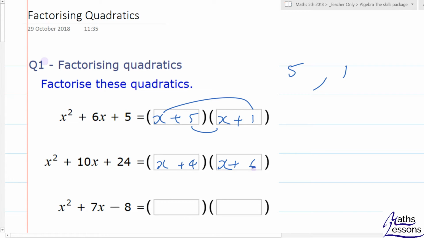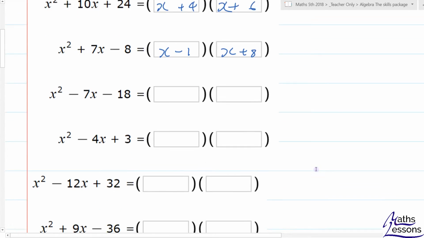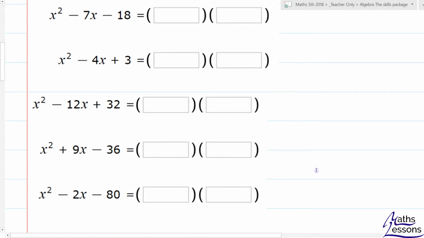Two numbers that times to give me 8 and combine to give me 7. Well, because it's a minus, we could use minus 1 and plus 8, and that would give me 7. So x minus 1, x plus 8. Check by multiplying out: minus 1x plus 8x. There we go. See if you can now do all of these in 2 minutes.